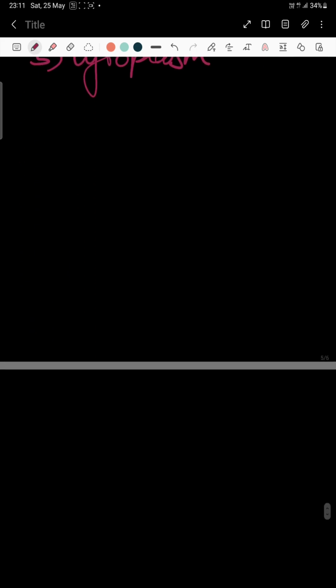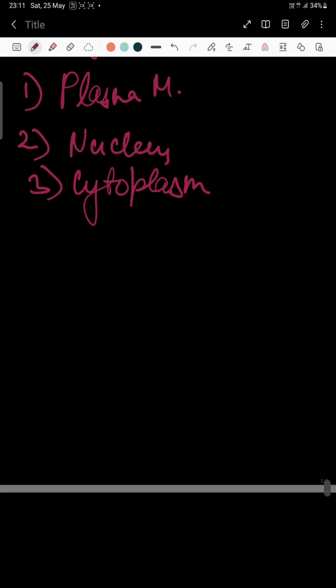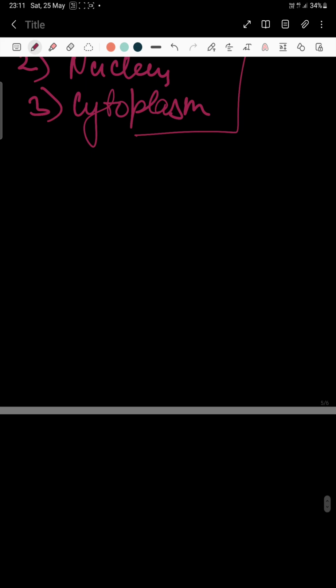So we will learn about two types of cell, that is prokaryotic and eukaryotic. The cell organelles will vary, but this is a fundamental thing that is commonly present in most types of cell. So now let's learn about the plasma or cell membrane.